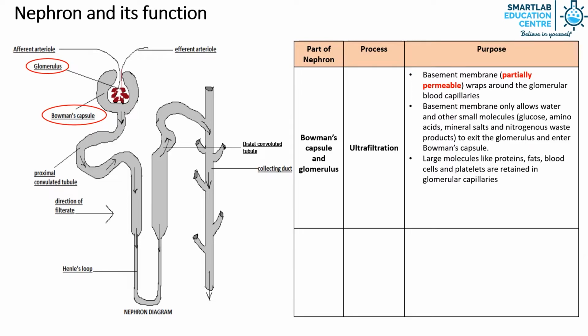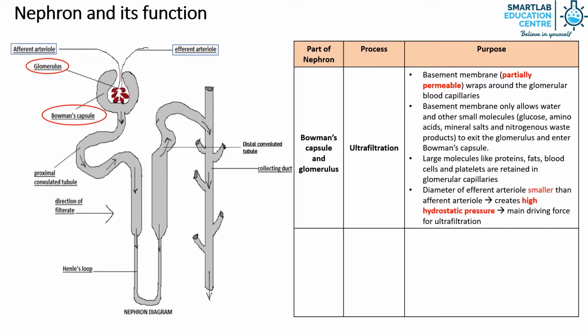Do note that the diameter of the efferent arteriole is smaller than the afferent arteriole. This creates a high hydrostatic pressure, which is the main driving force for ultrafiltration.